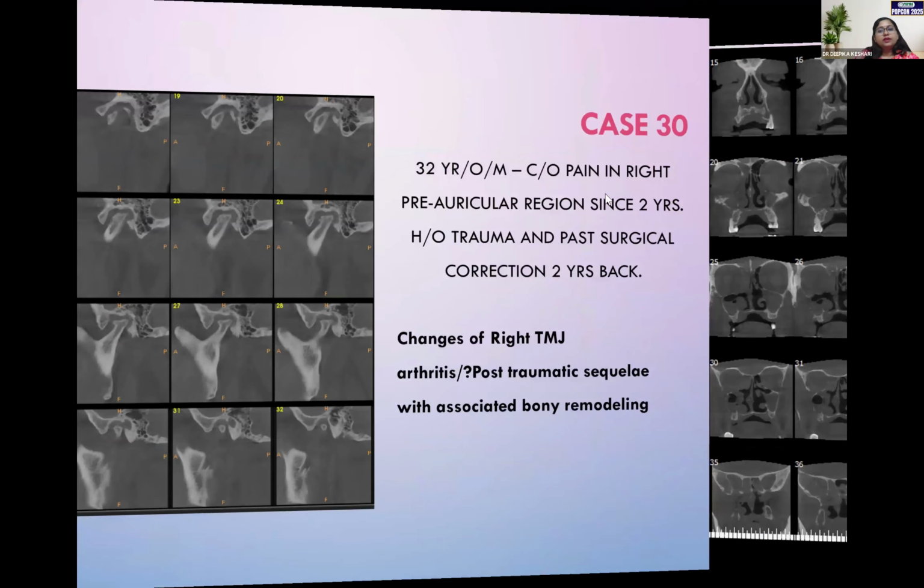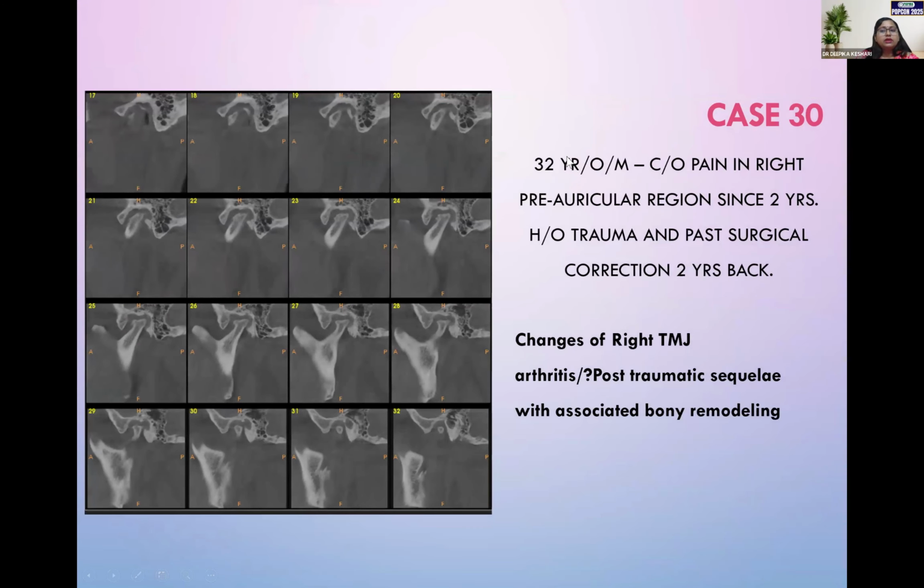Now, this is a 32-year-old male patient, and he was complaining of pain in the right preauricular region for 2 years. He gave a history of trauma and past surgical correction 2 years back. So as you can see here, the anterior wall of the external auditory canal is fractured, and there is remodeling in the glenoid fossa, in the temporal component of this glenoid fossa, and also in the condyle. So changes of right TMJ arthritis, post-traumatic sequelae with associated bony remodeling could be seen.